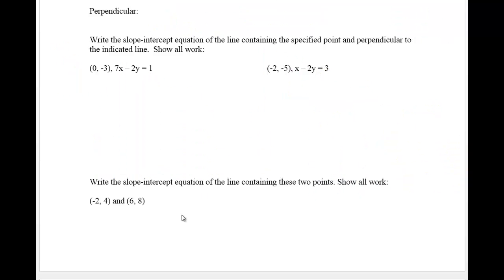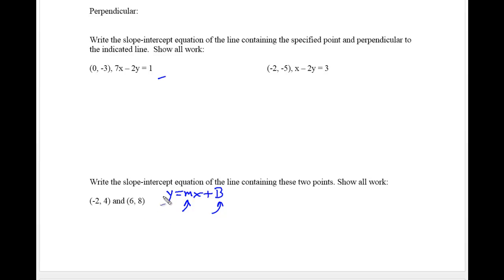All right, so moving on to this question here. Write the slope-intercept equation of the line containing these 2 points. Show all work. Okay, so here we have to get y equals mx plus b. And what we know are 2 points. So the first thing we need to find is our slope, then we need to find our y-intercept.